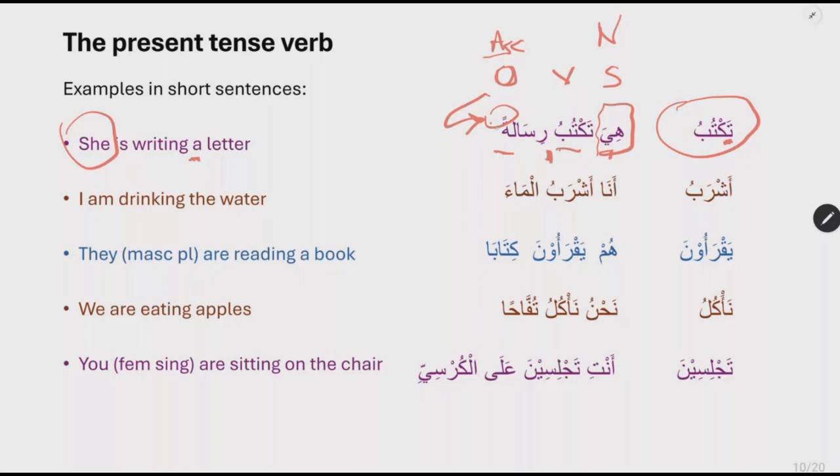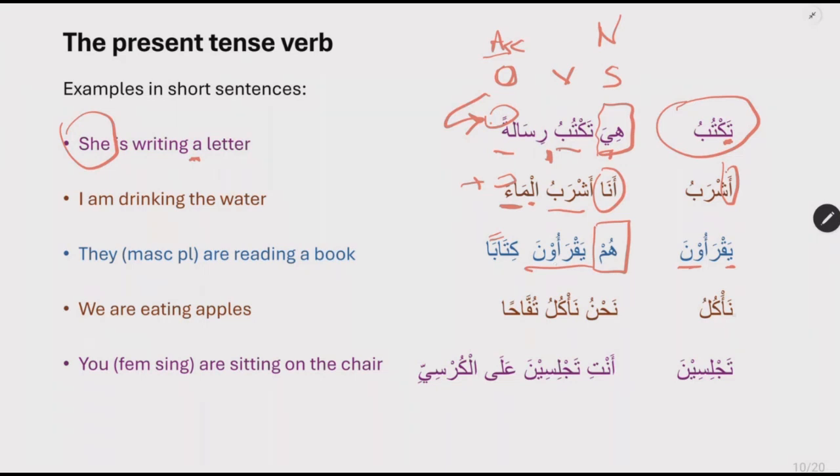All right, then you have an example with ana, right? So here it's ana ashrabu, to drink the water. Here, can you see the word "the" came in? So therefore this is one fatha here at the end. Yakra'una, we know it's they because it's ya and una here at the end. So you use hum for that. Yakra'una. And then if it's the same book they're reading, kitaban, sorry, this should have been a double fatha here because there's no al. So it's hum yakra'una kitaban.